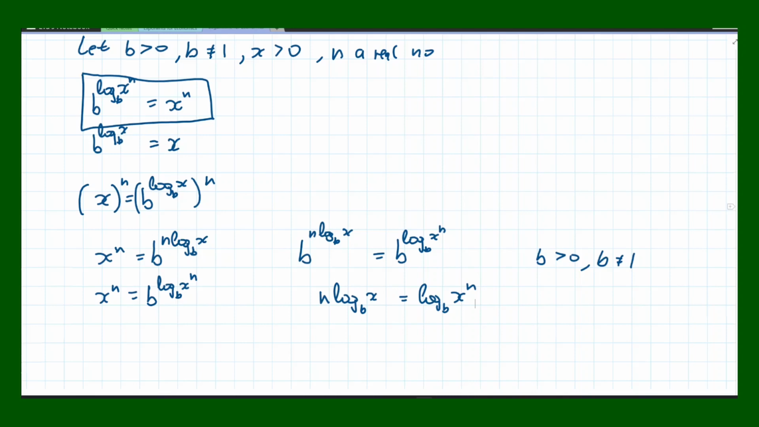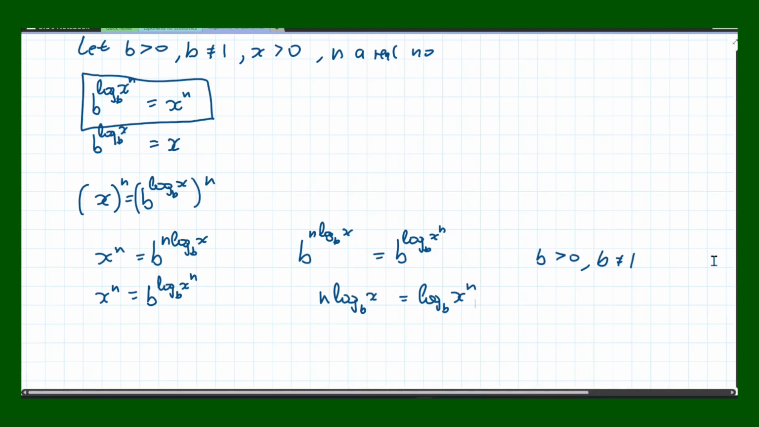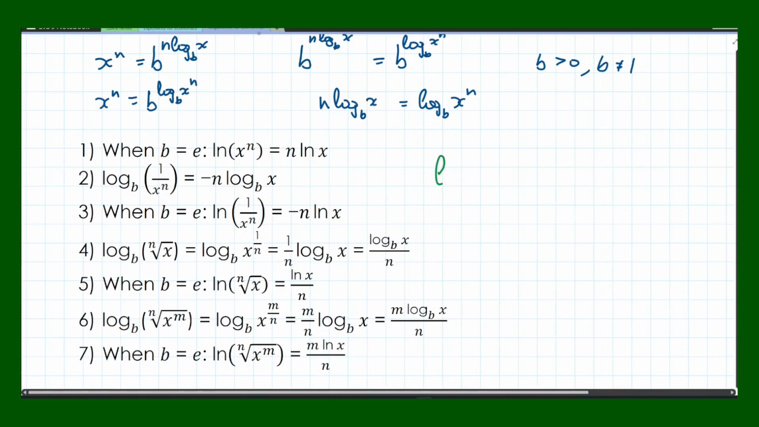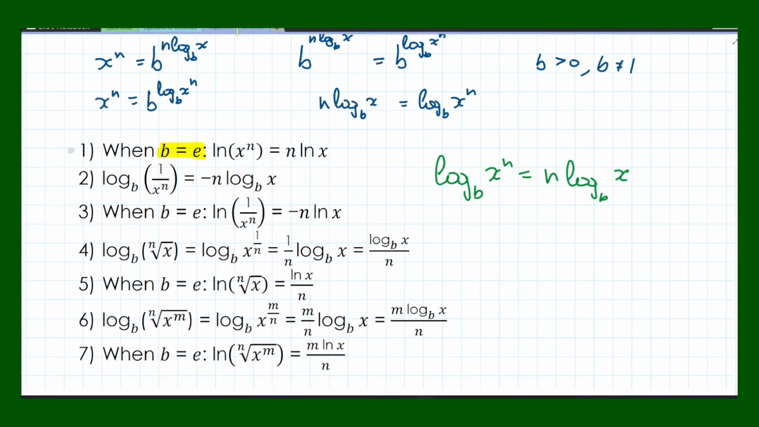So we can claim, and I'm going to make a bit more space for this claim, that all of these 7 rules are just special cases of this one rule of log base b of x to the n being equal to n times log base b of x. So if we replace the base with e, then we're going to end up with the special case of ln of x to the n being equal to n times ln x.